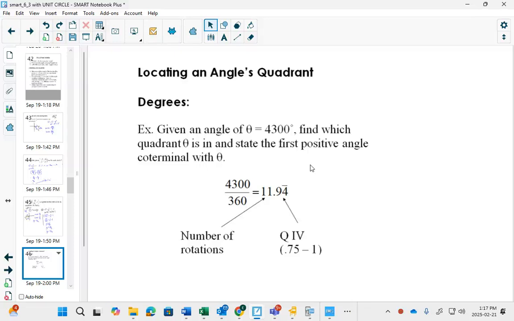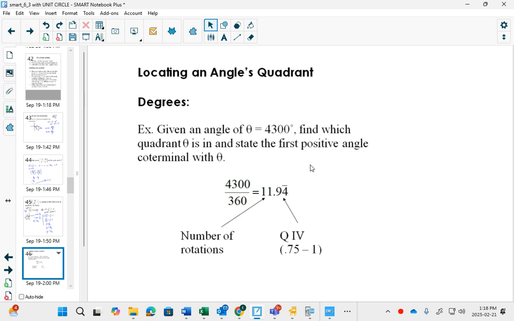So one thing that we're going to deal with in this class is getting angles past 360 degrees in both degrees and in radians. And we're going to have to figure out what quadrant they're in, because we're going to have to use our CAST rule and reference angles.